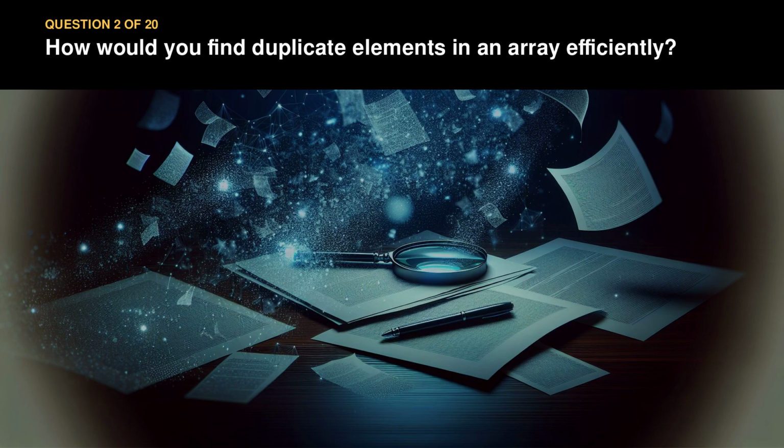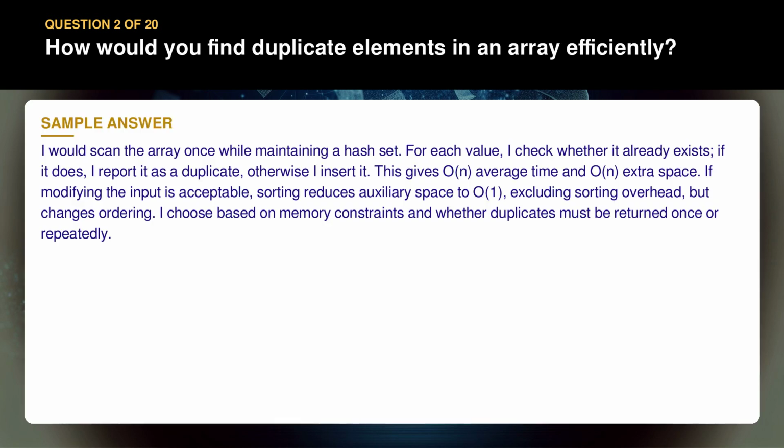Question 2. How would you find duplicate elements in an array efficiently? I would scan the array once while maintaining a hash set. For each value, I check whether it already exists. If it does, I report it as a duplicate, otherwise I insert it. This gives O(n) average time and O(n) extra space.